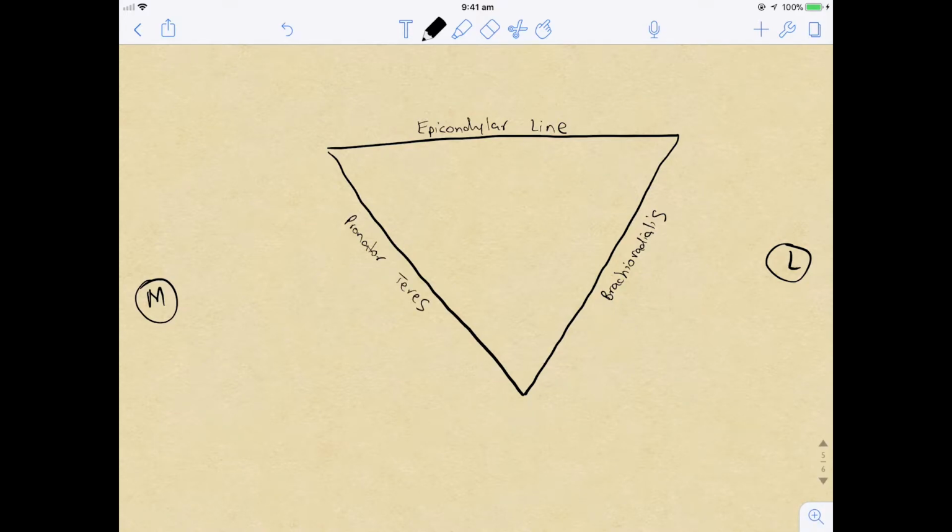Okay, now we're not going to draw in the roof and the floor because it kind of gets a bit messy, so I'm going to write that on the side. So the floor is made up by the brachialis muscle. That's another elbow flexor in the anterior compartment of the arm, whereas the roof is made up by the bicipital aponeurosis, as well as skin and fascia.